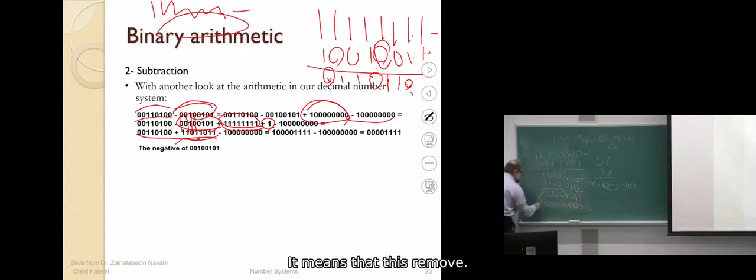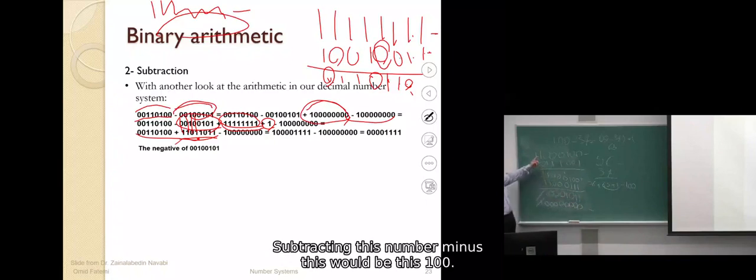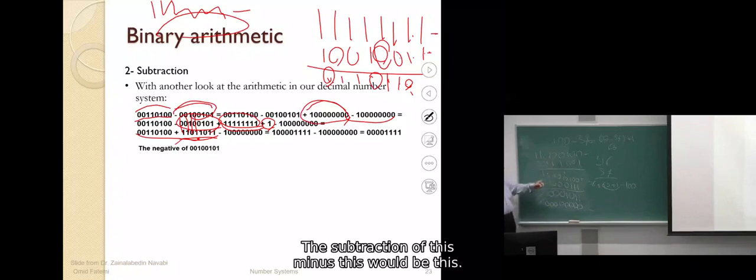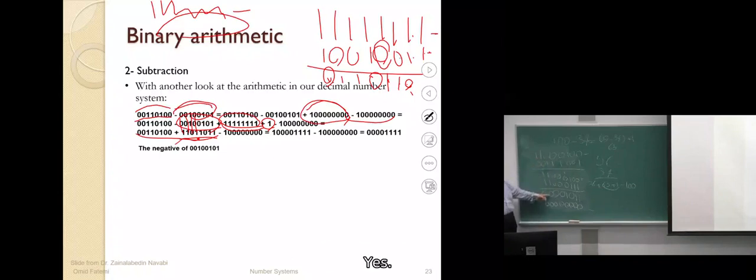It means that this removes. So this would be the result. Subtracting this number minus this would be this: 1, 0, 0. You could try it. You could subtract it directly, as I've told you at the beginning, how to subtract these two. So the subtraction of this minus this would be this.